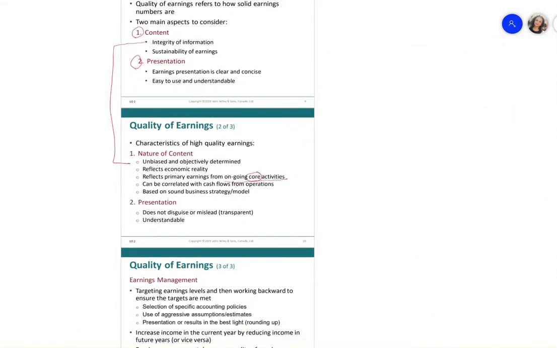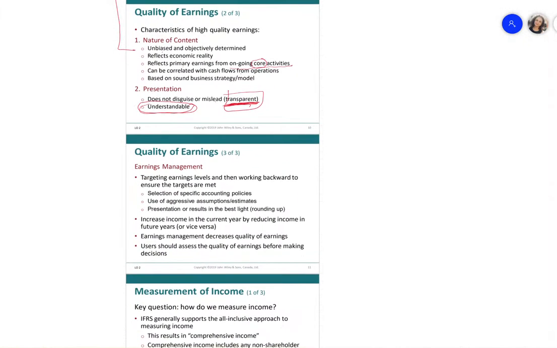Now, when we talk about presentation, we want to be transparent. It means everybody should have the same information. We don't want to mislead anybody. So when we're presenting our financial statement or statement of income, we want to be transparent. And then our presentation has to be understandable. If somebody is not an accountant, they should be able to understand your statement.